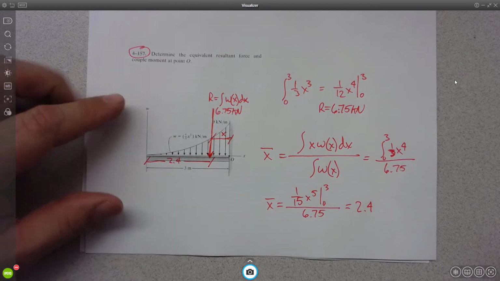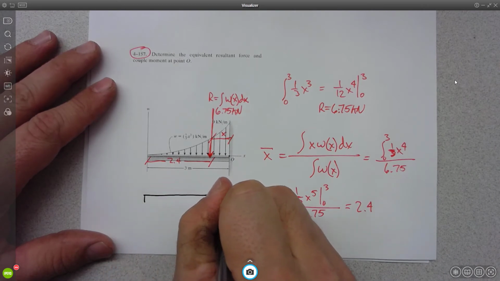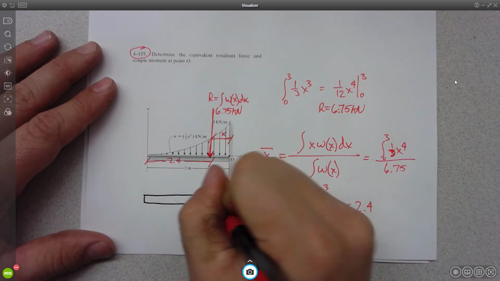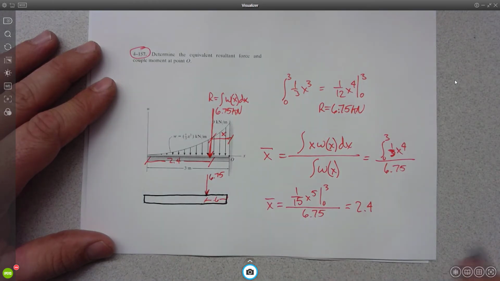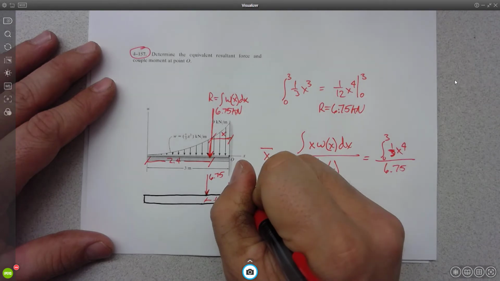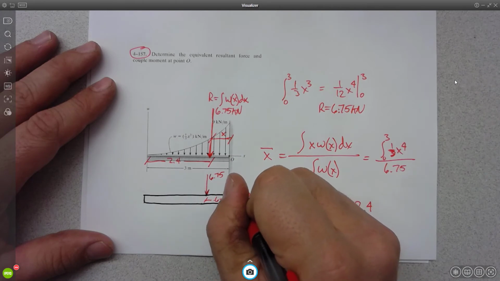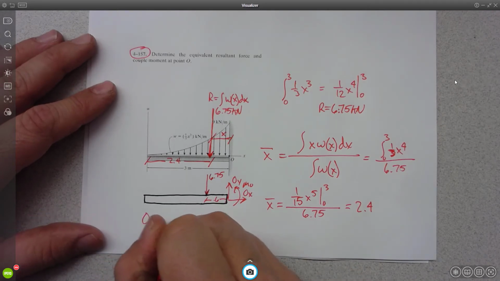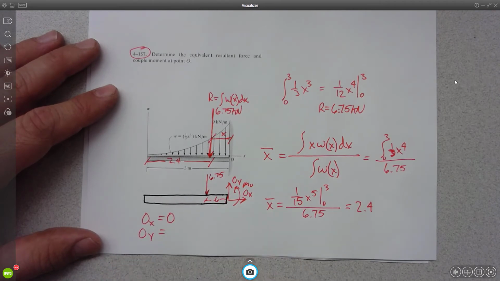So now to find the equivalent resultant force and couple moment at O, that's what we're essentially looking at then. Is a beam with a load of 6.75 located 0.6 away from the end, and we're asked to find OY, OX, and the moment at O. Yeah, so OX is pretty simple. So is OY, actually. 6.75.